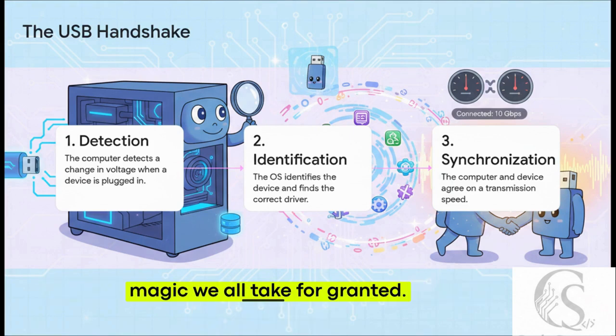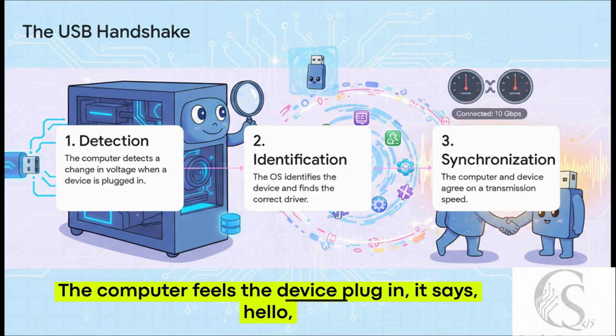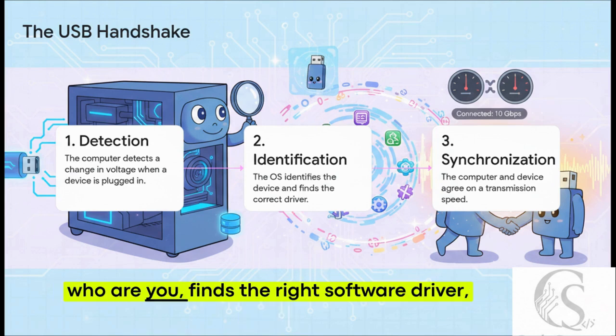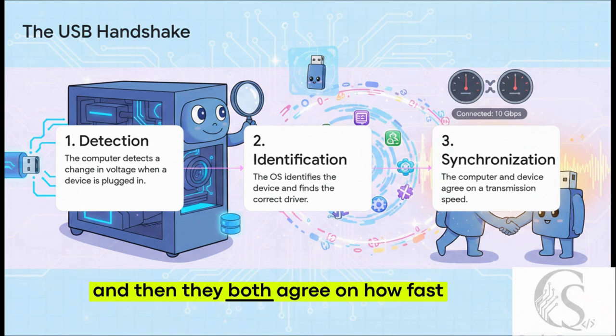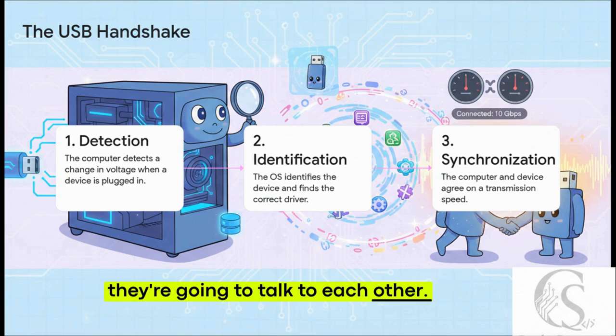So this simple three-step process is what we call the handshake, and it's what gives us that plug-and-play magic we all take for granted. The computer feels the device plug in, it says, "Hello, who are you?" finds the right software driver, and then they both agree on how fast they're going to talk to each other. It's simple, fast, and super effective.